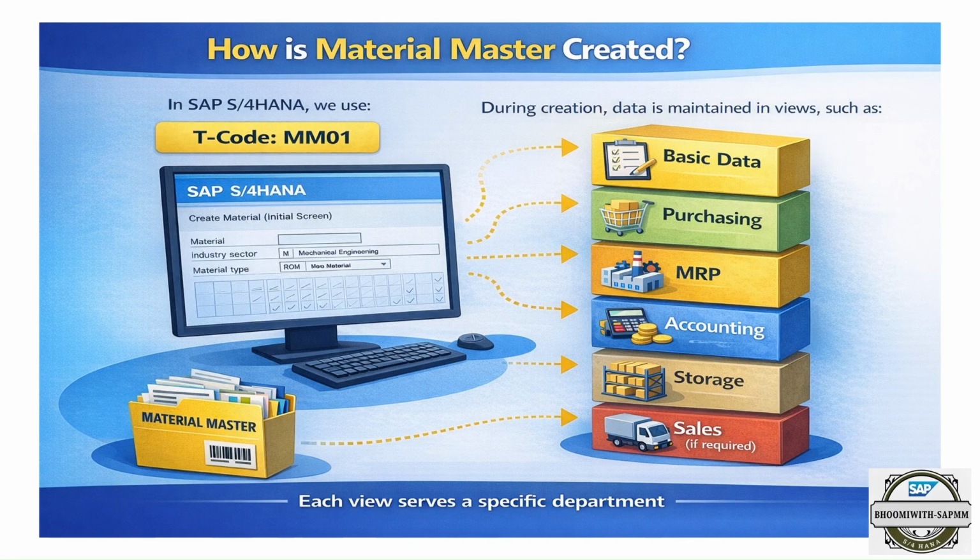Next, the purchasing view is used by the procurement team. The MRP view supports planning and production activities. The accounting view is used for valuation and financial posting. The storage view manages inventory and warehouse related data. Sales view is maintained only if the material is sold to customers. Each view serves a specific department, but together they form a single integrated material master record.